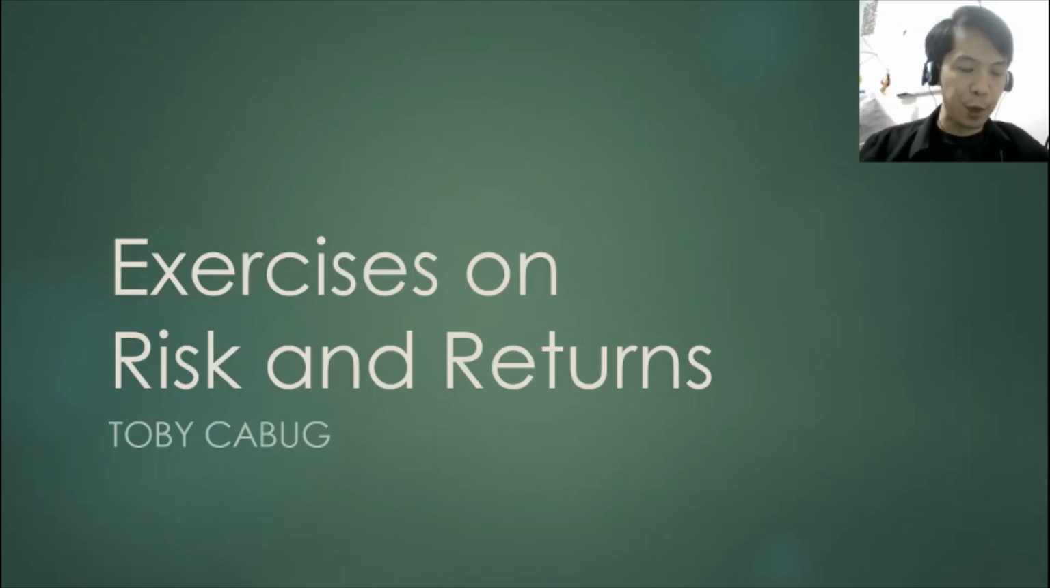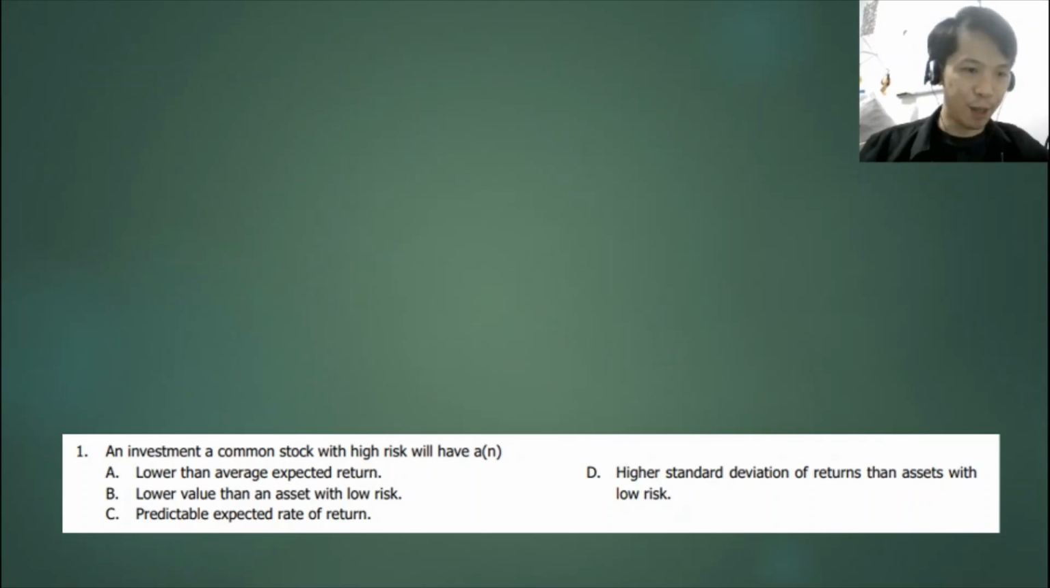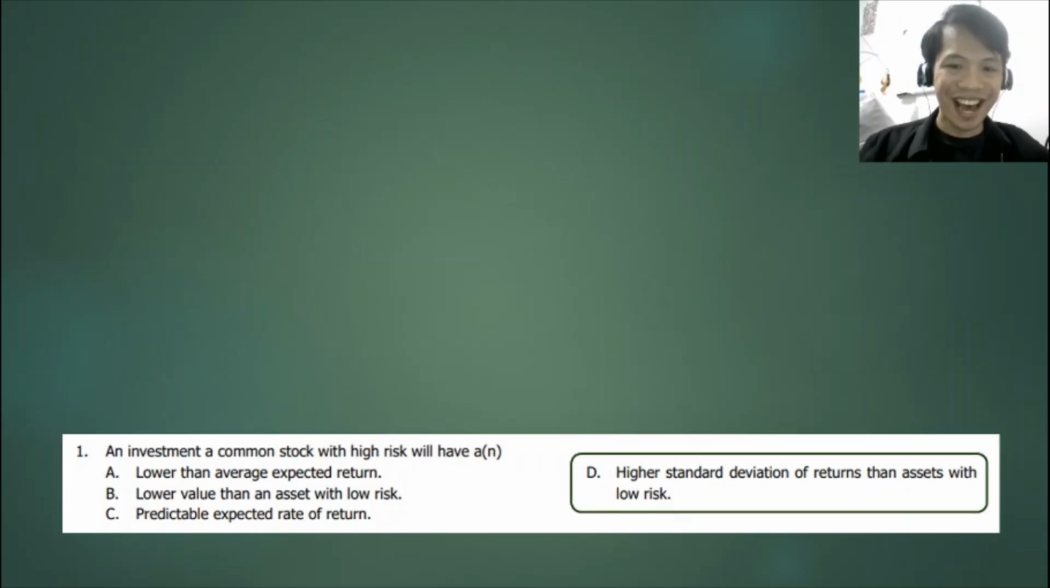So we will begin with the first question. Number one, an investment in a common stock with high risk will have A, lower than average expected return, B, lower value than an asset with low risk, C, predictable expected rate of return, and D, higher standard deviation of returns than assets with low risk. The correct answer is letter D, higher standard deviation of returns than assets with low risk.